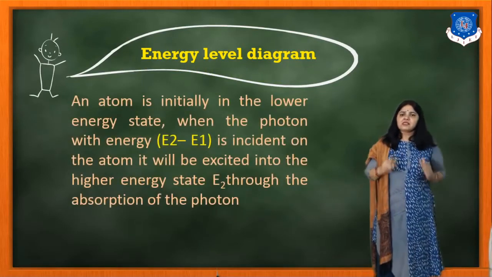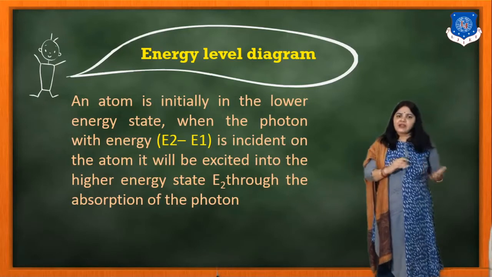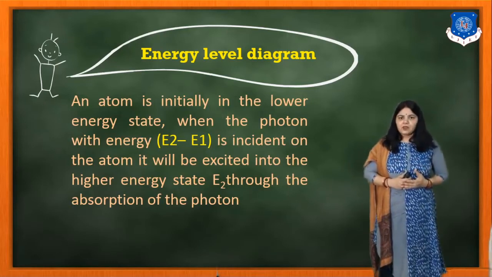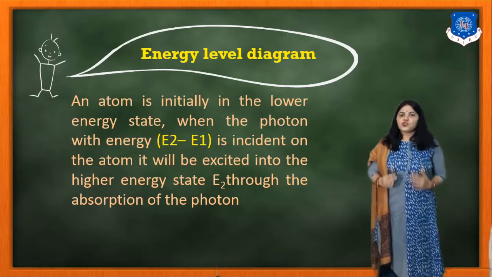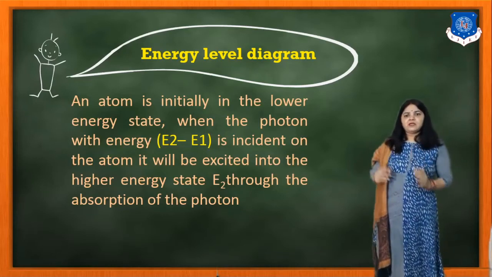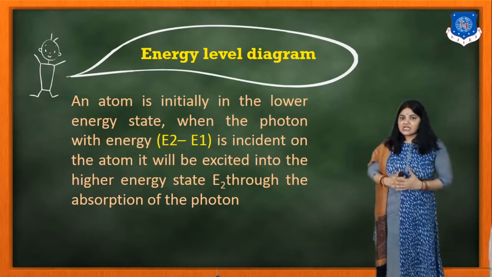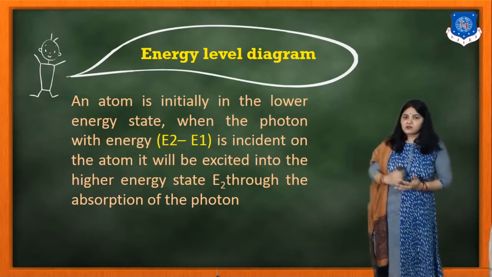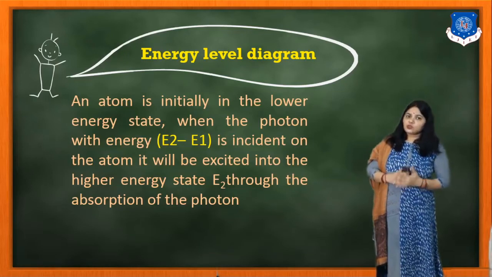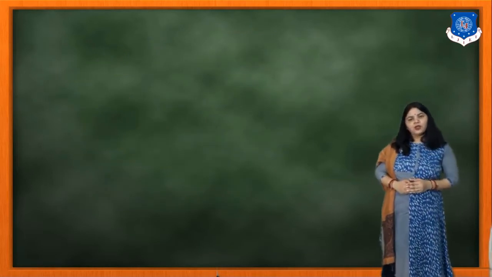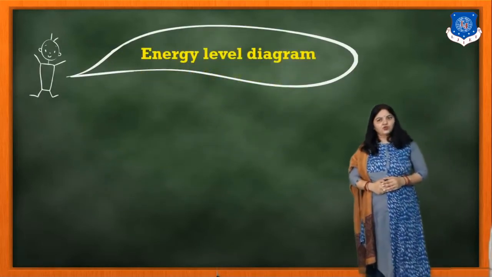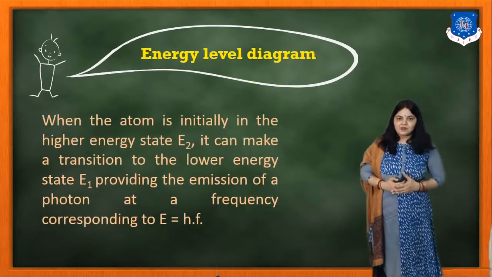Now, an atom is initially always at the lower energy state. When a photon with energy E2 minus E1 is incident onto the atom, it will be excited into the higher energy state E2 through absorption of the photon, as we have seen in the energy level diagram.